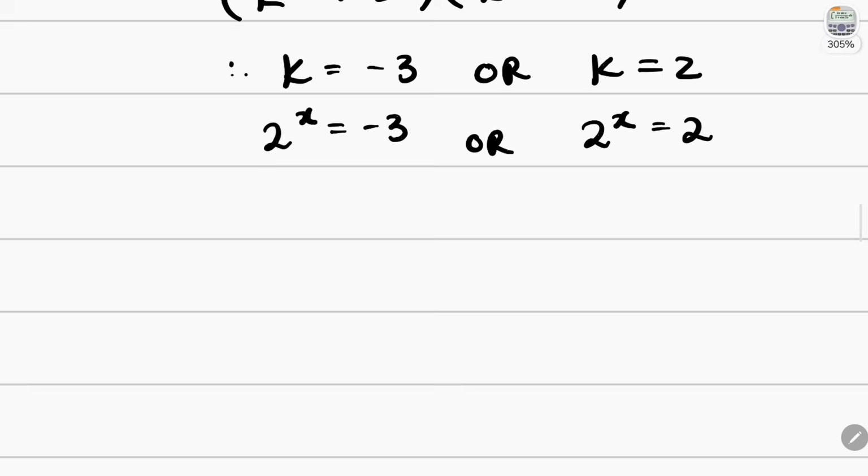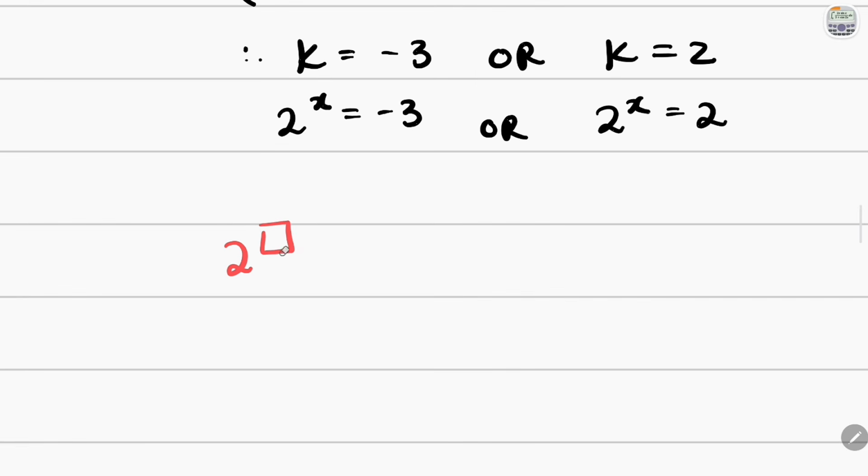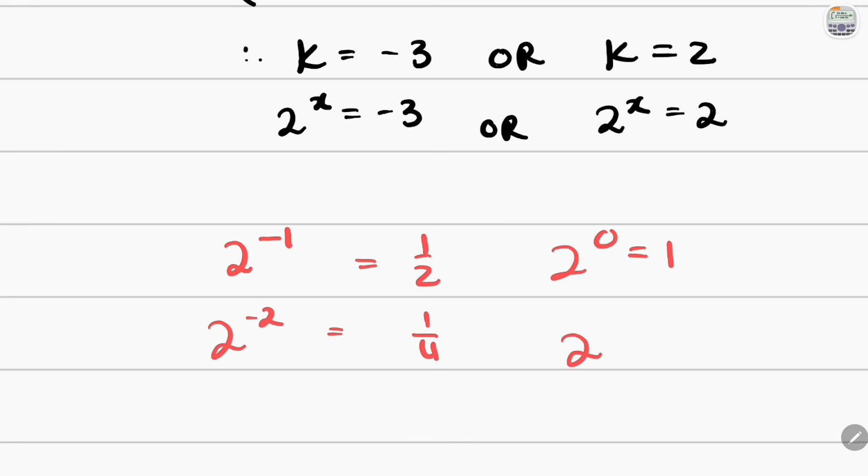Now, in this equation, 2 to the power of x equals negative 3. Is this possible? Let's see. If you said 2 to the power of a value, can you ever get a negative number? Okay, if this was 2 to the power of negative 1, for example, we get a half. 2 to the power of negative 2, we get a quarter. So you see how this can never become negative? Even 2 to the power of 0 is 1. And then 2 to the power of any other positive number will just stay positive, okay?